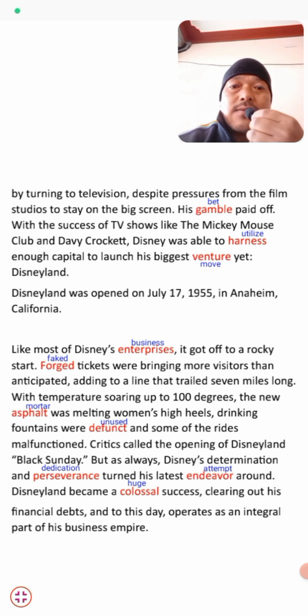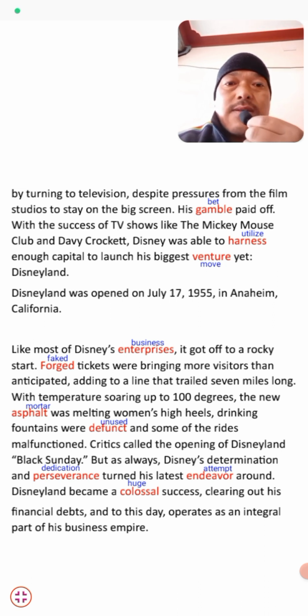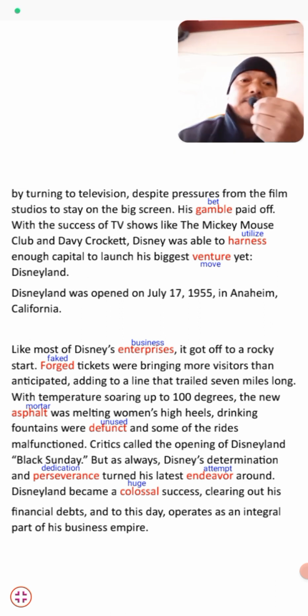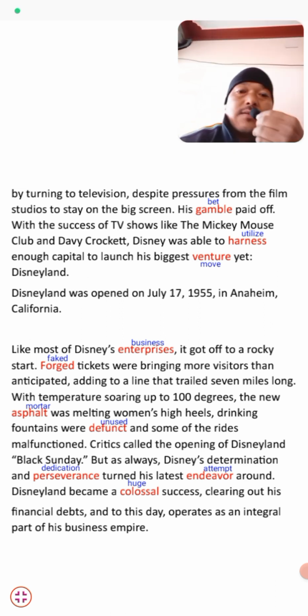Davy Crockett. Disney was able to harness enough capital to launch his biggest project, Disneyland. After he was successful in all his TV shows, he decided to invest some of the money in Disneyland, and it opened on July 17, 1955, in Anaheim, California.